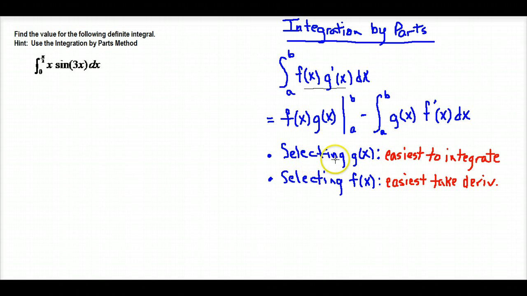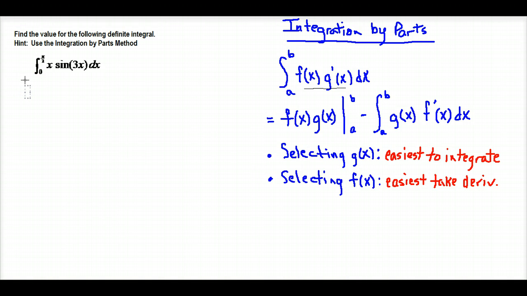What we do here is select g of x by looking at the two products that make up the function that we want to integrate and figuring out which one is easiest to integrate. We allow that one to be g of x, and the one that's easiest to take the derivative of, we allow to be f of x. Looking at this particular problem, we need to start off by selecting what f of x is going to be and what g prime of x is going to be.